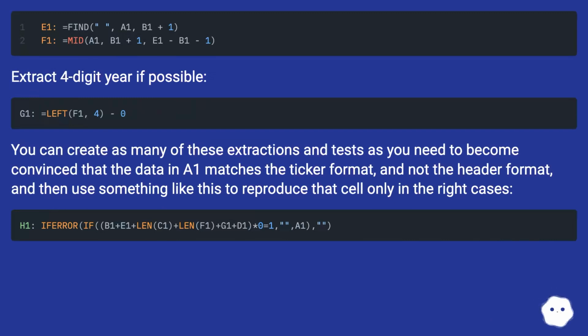You can create as many of these extractions and tests as you need to become convinced that the data in A1 matches the ticker format and not the header format, and then use something like this to reproduce that cell only in the right cases.